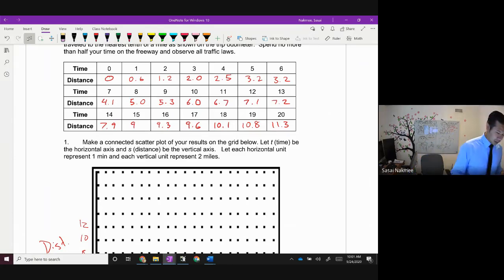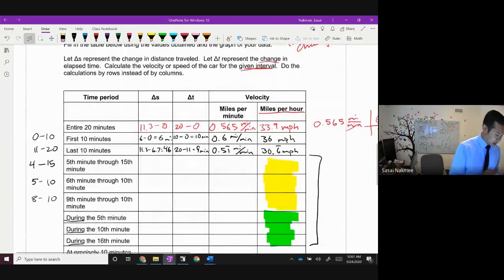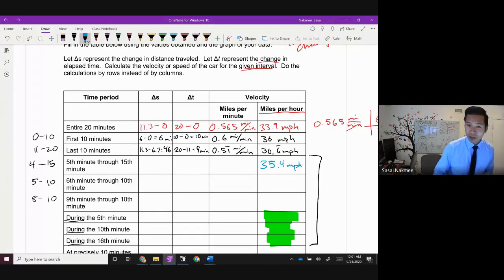All right, I'm going to steal a couple of your answers here. So hopefully you have the table somewhere, because I'm going to scroll down here and I'm going to steal some of your answers and write these down. A couple people for the 5th minute through the 15th minute got this answer. You guys got 35.4 miles per hour, right? I think that's what you guys got.